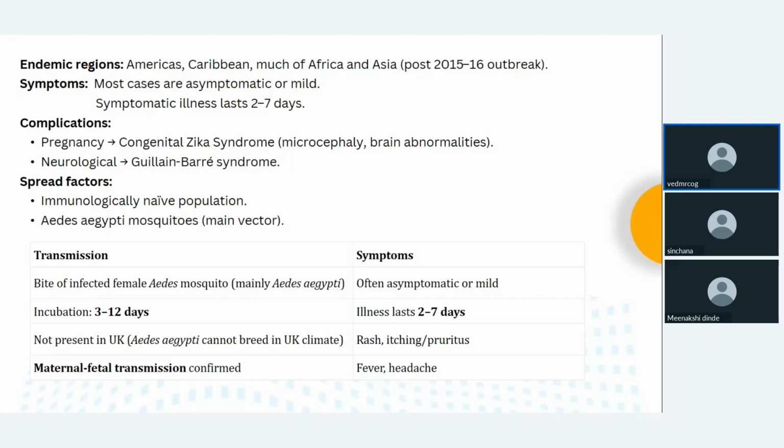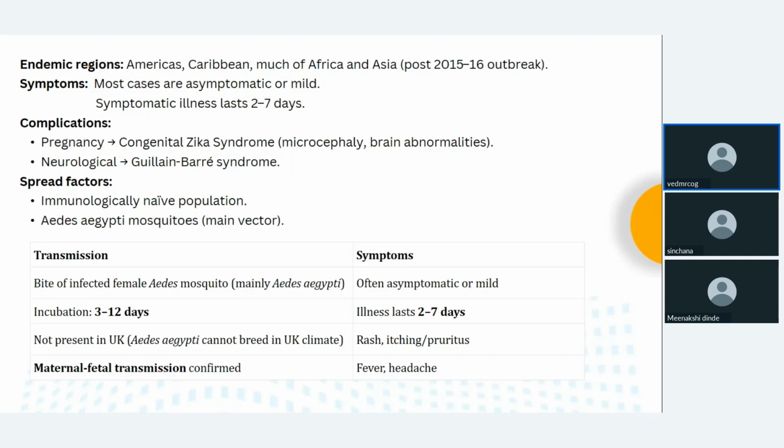So what complications can happen during pregnancy? It can lead to congenital Zika syndrome, which is identified by microcephaly and brain abnormalities. Whenever you get a clinical feature of microcephaly, please think of Zika also in the differential diagnosis. Most of the time, in certain questions, the hint is the history of travel to certain countries. So you should know which country, which infection is common, or if there is any recent outbreak, because those questions are likely to be asked in the examination.